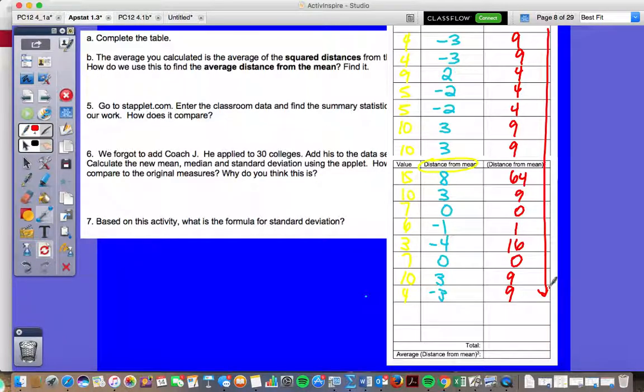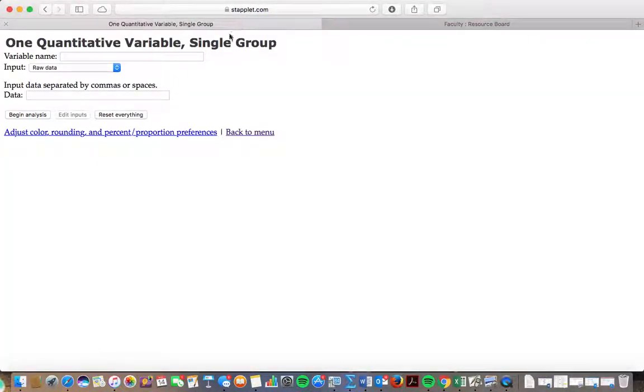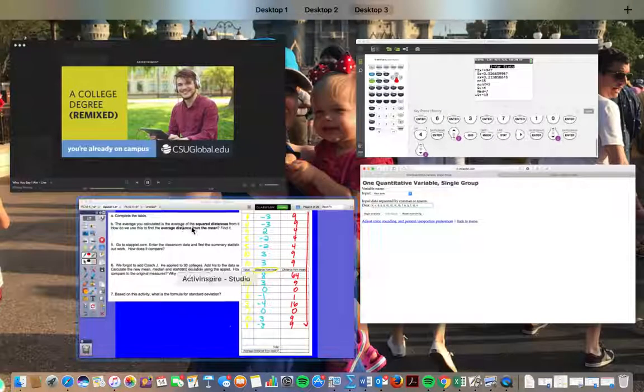Again, you'll find the average that's there. While you're doing that, I'm going to put this data in here real quick. Perfect. Got that there?